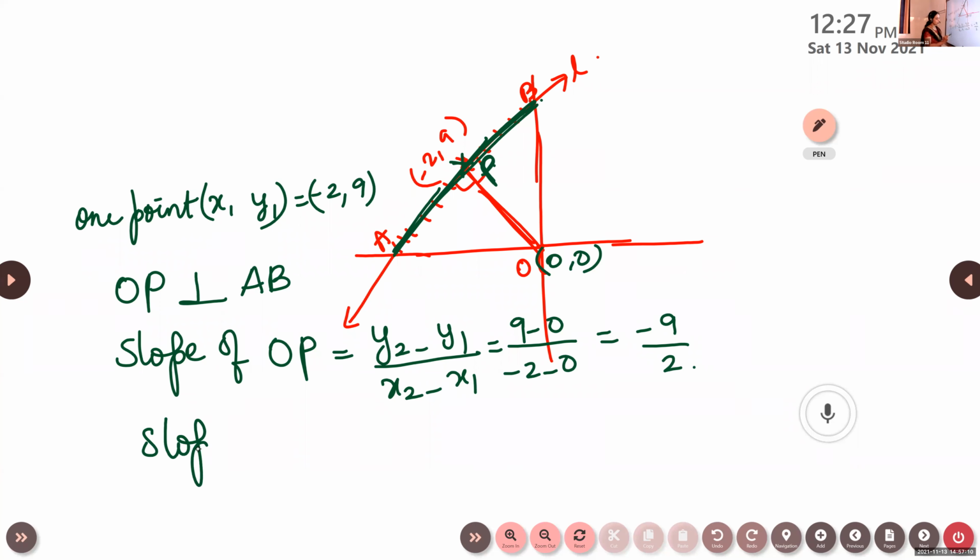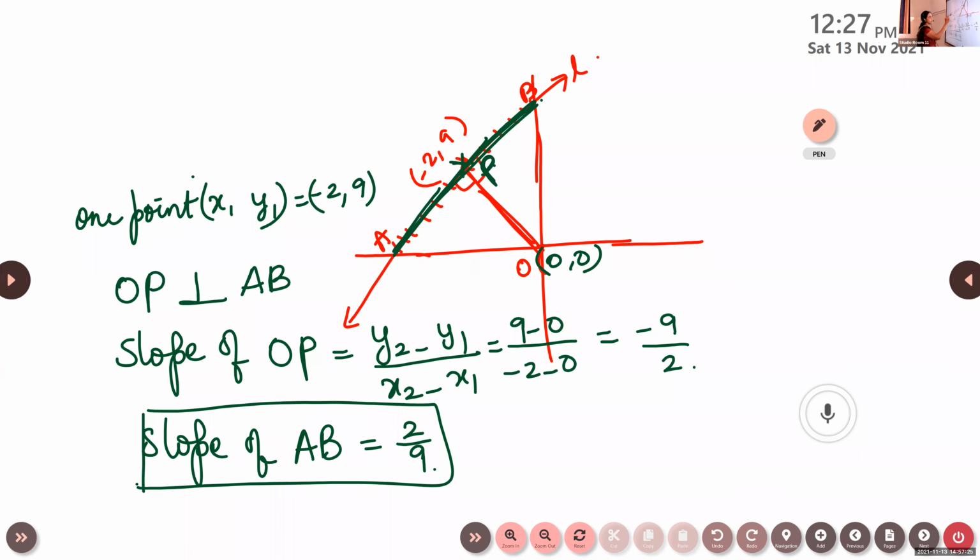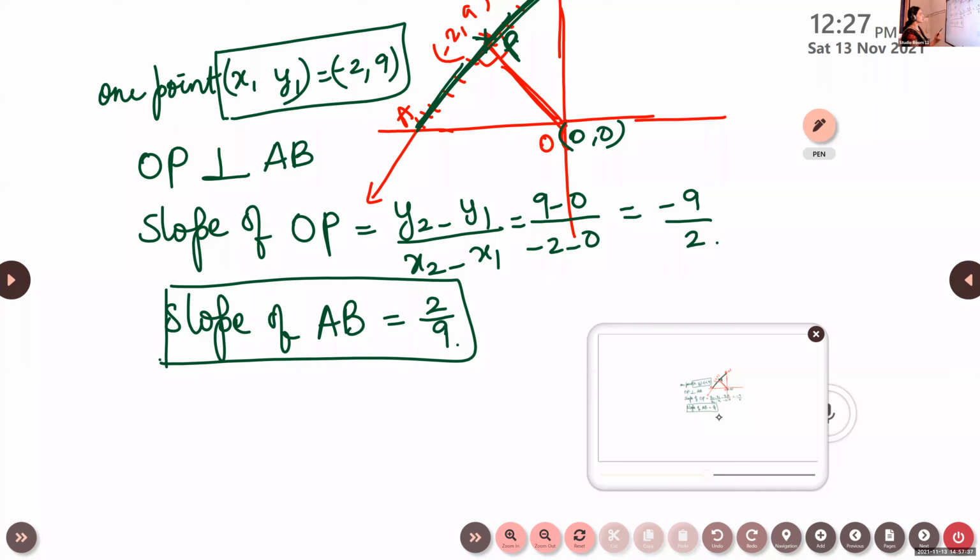So what will be the slope of the line AB? It is 2 by 9. Now look here. We have one point, x1, y1, and we have the slope of the line AB, so m is also given. So now we can use the point-slope form, since one point is known and the slope is also given.